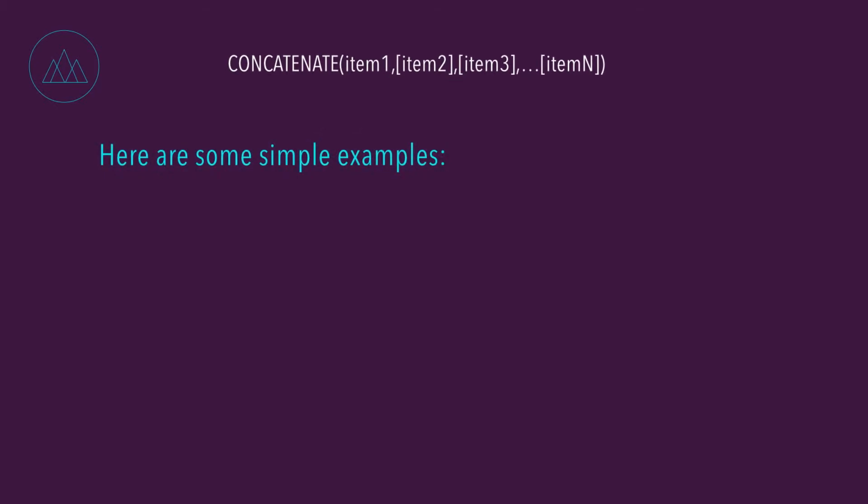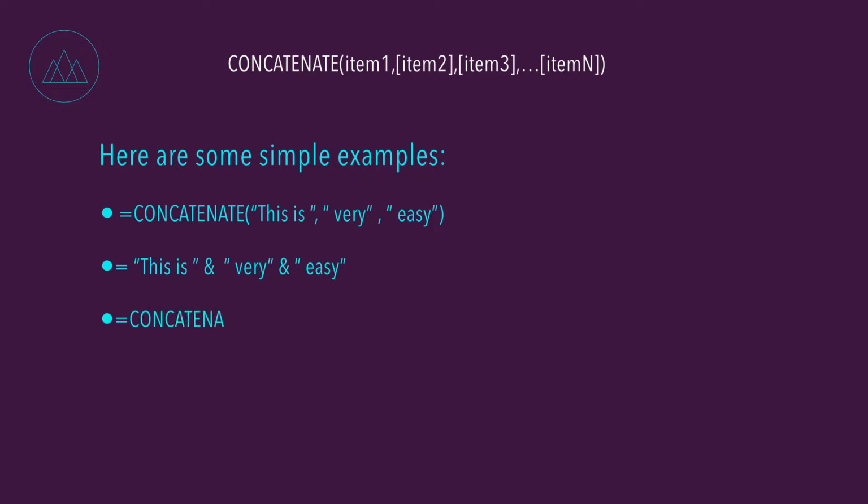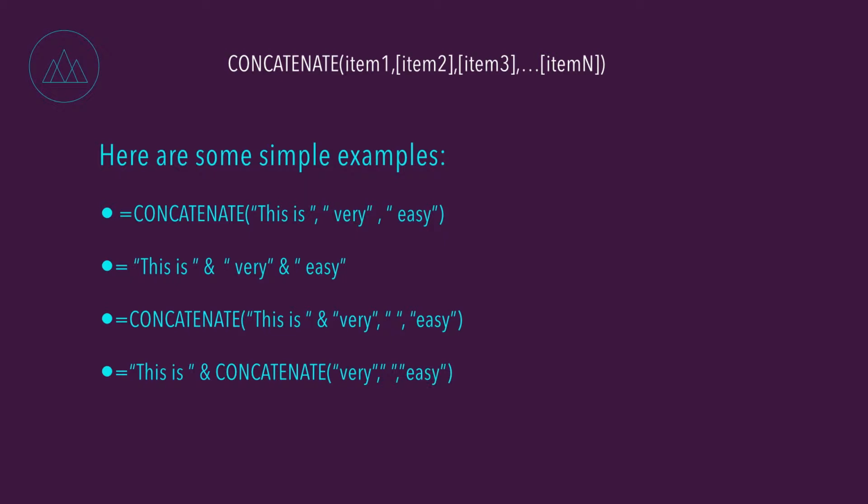We're going to look at some examples. See, we can put "this is very easy". Note that I put some space after "this is" on the left, and one on the right of "easy" to make it look proper. We can write this is easy using the ampersand, or we can combine concatenate with the ampersand. See, this is easy, ampersand, very. We put a space in between and easy at the end. We can use ampersand before: this is ampersand concatenate, very, space, and easy.